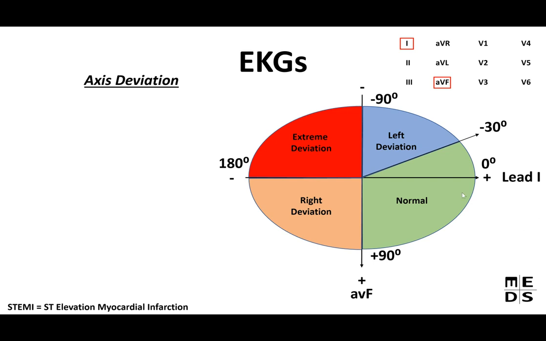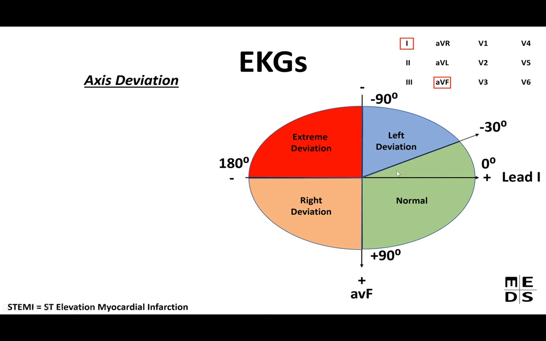So real quick, I'm just going to show you what this diagram is and split this up. The x-axis here is going to be lead 1, which is right here, which is why this is highlighted in red. And then the y-axis is going to be aVF, which is this guy right here. So when you're going to do axis deviation, you're going to look at these two main leads. You're going to look at 1 and then aVF.